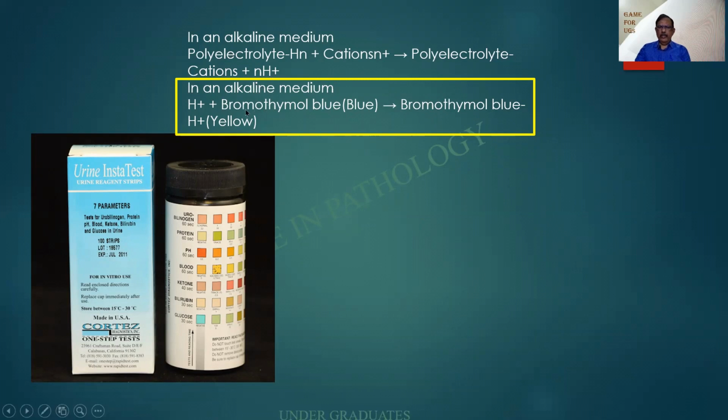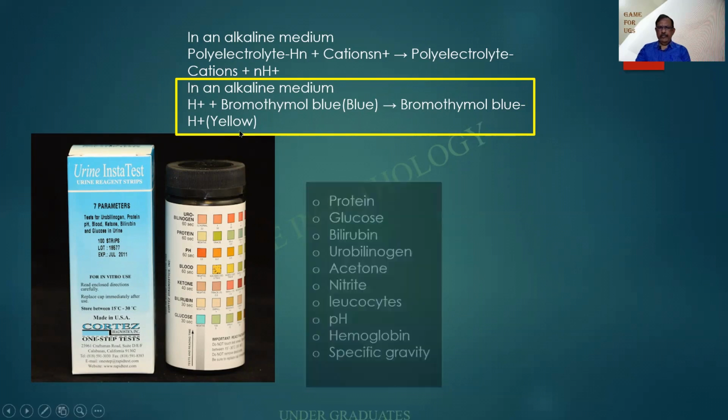This is the one. Bromothymol blue is being converted from a blue color to bromothymol blue minus H plus, which is yellow in color. So this is the basic principle of the dipstick. They'll be asking you, what is the principle of the dipstick? Bromothymol blue is being converted to bromothymol yellow.